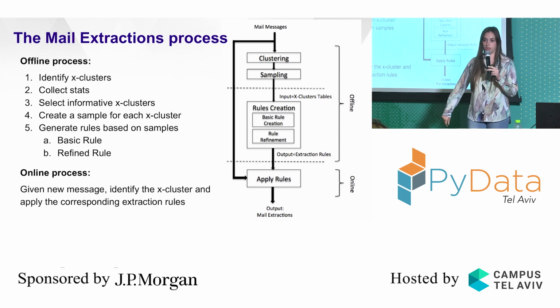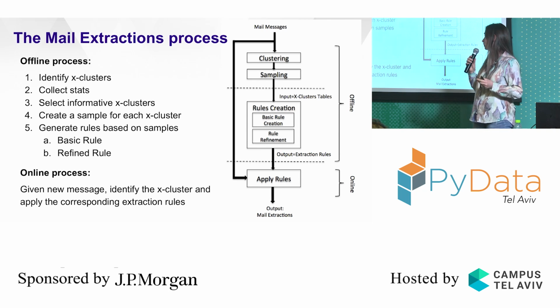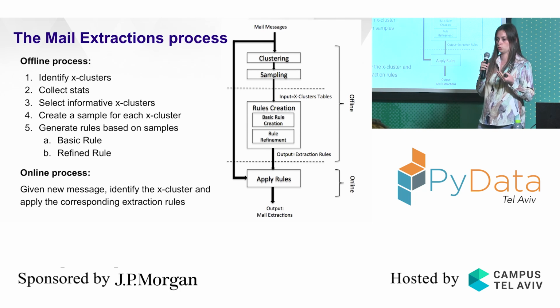I will explain what this data structure we use is. This is the input, and we have two phases to create the rules. We create a basic rule and then refine it with contextual annotations.